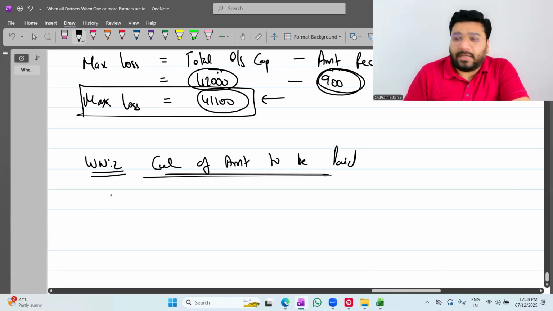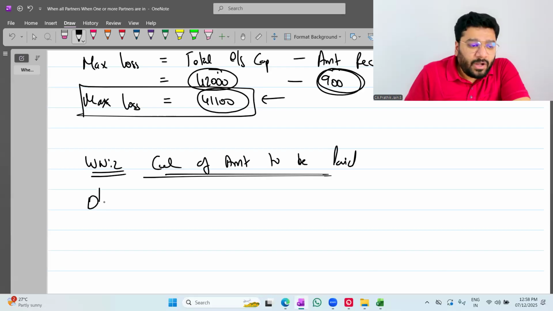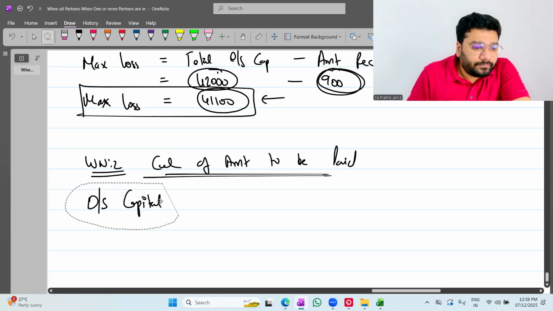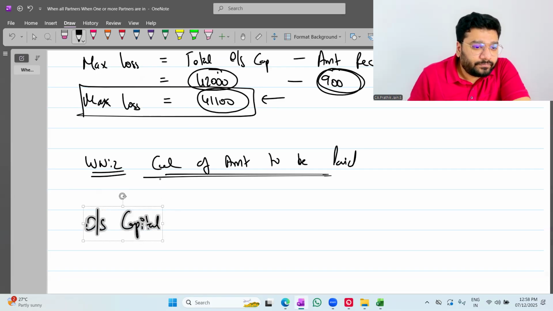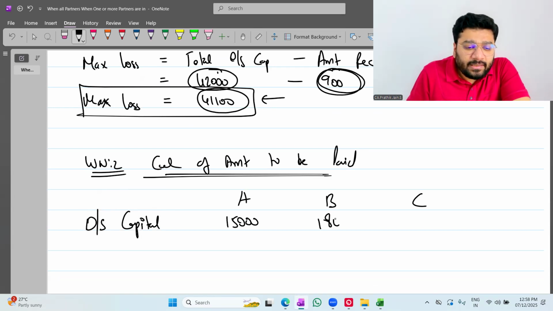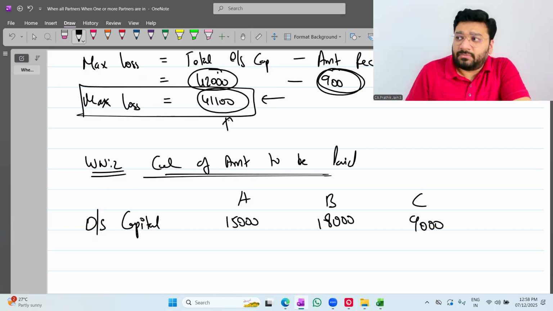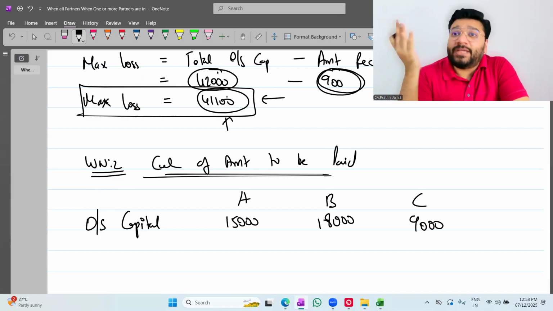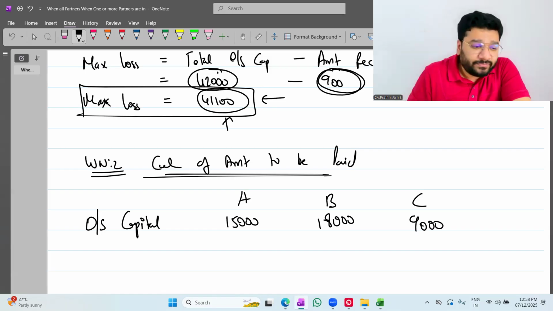Tell me, people, what is my starting point? Outstanding capital, or amount payable to each partner. Partner A, partner B, partner C. How much is outstanding for each partner? 15,000, 18,000, 9,000. Very good. Now that you got the maximum loss, who should bear this loss? All the 3 partners. In what ratio? Same profit sharing ratio. In the same ratio in which you bear profit, you have to bear loss also.